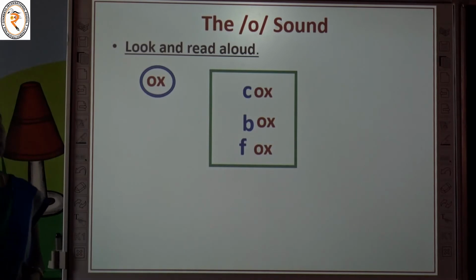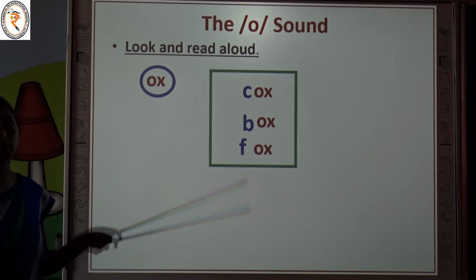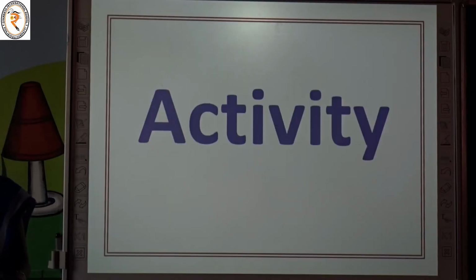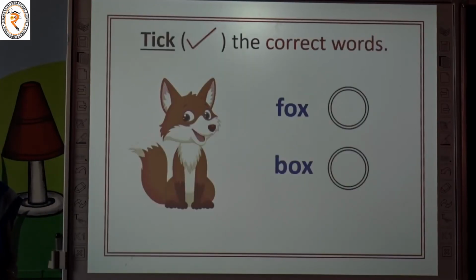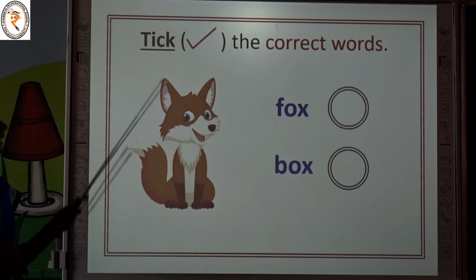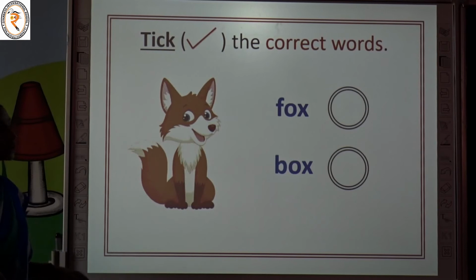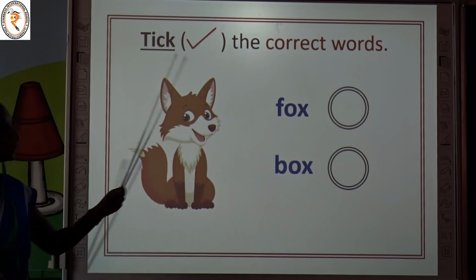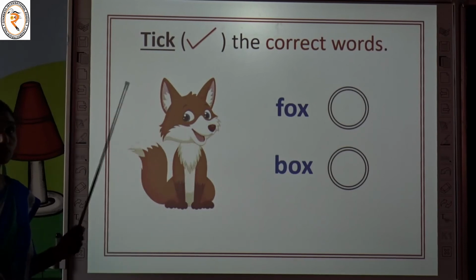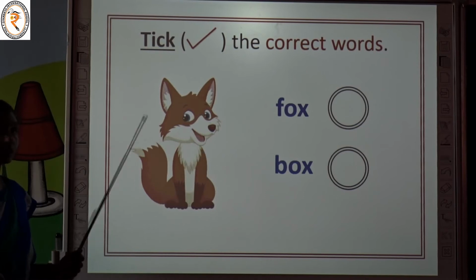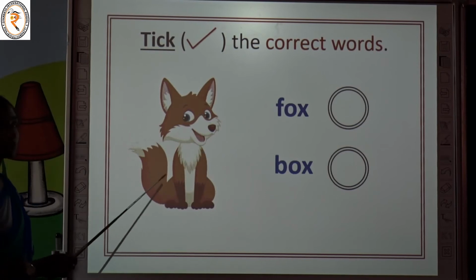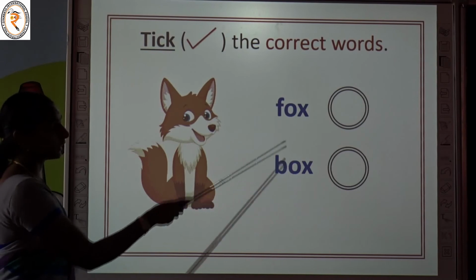I hope that you all have a clear idea about the sound of the letter O. Now it's time to do some activity. Are you ready? The activity is that you have to tick the correct words. In each question you have a picture and two words. You have to tick the correct word for the given picture. Can you see this picture? There are two words.